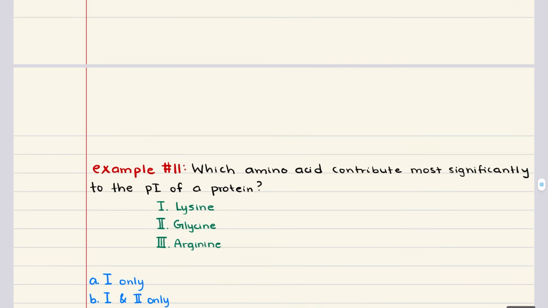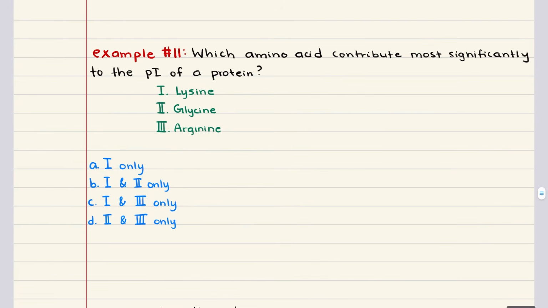Let's look at problem 11. Problem 11 asks, which amino acid contributes most significantly to the pI of a protein? To answer this, we need to remember that the isoelectric point, or pI, is the pH at which a molecule carries no net electric charge. For proteins, the pI is heavily influenced by the ionizable side chains of the amino acids that make up the protein. So let's go through the three choices we're given.